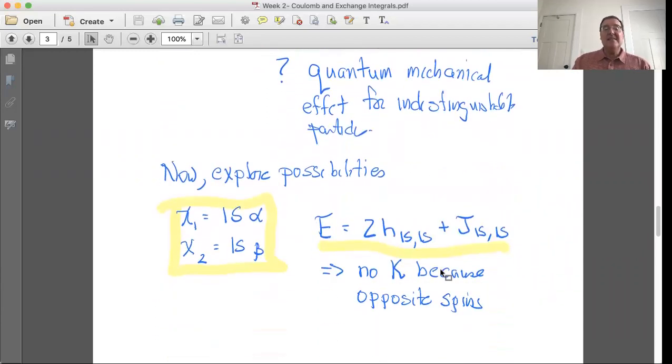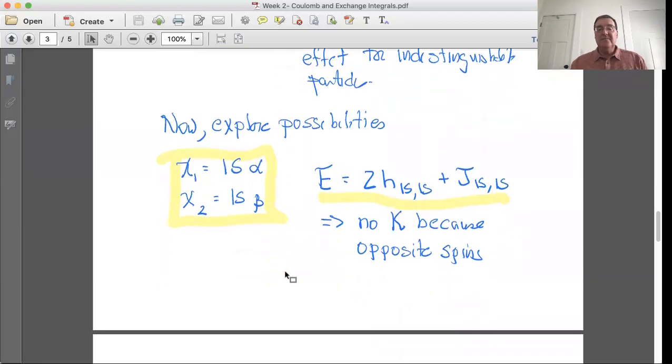So let's see what that means. If I put two electrons in a 1s orbital, one with alpha spin and one with beta spin, I'll get two H1s1s, that is the energy of the 1s orbital, because they're both in the same orbital, and I'll get a repulsion term. Now that may seem a little puzzling, but there's two electrons in that 1s orbital, and they do repel one another, this is how you calculate. But there's no K because they're of opposite spin.